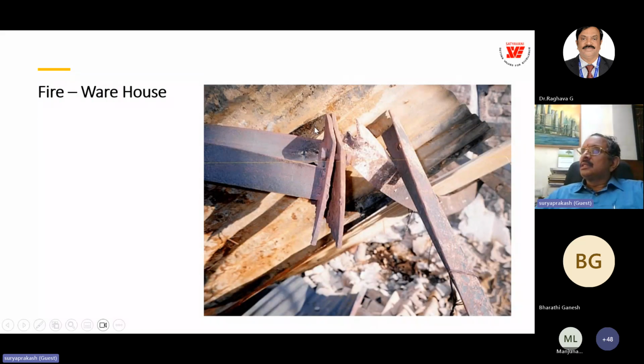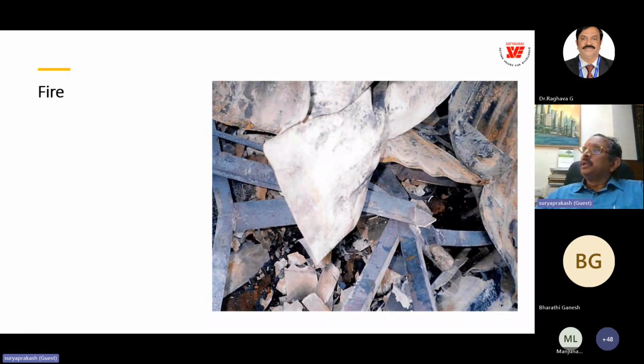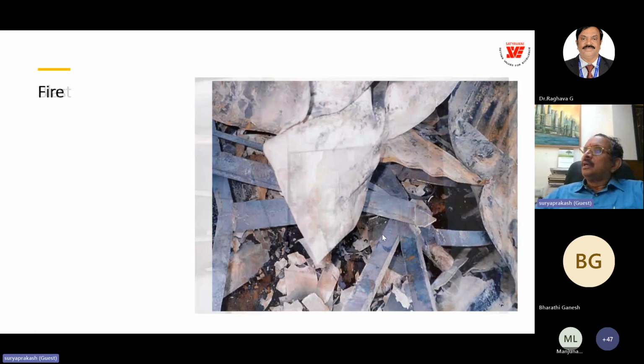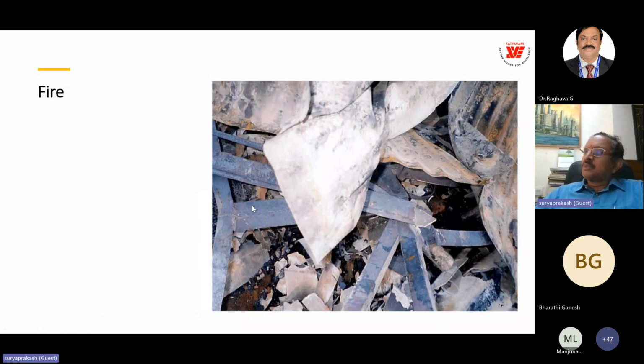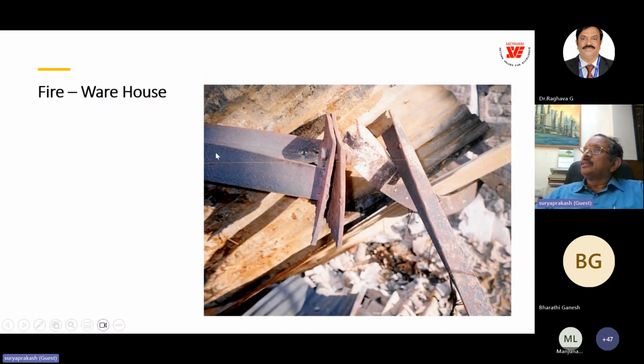Next case is a structural steel warehouse failure due to fire, due to inadequate fire rating for the steel. In the steel failure, you can see the I-beams getting twisted. This I-beam got twisted due to the fire. Steel loses its complete strength capability at higher temperature.